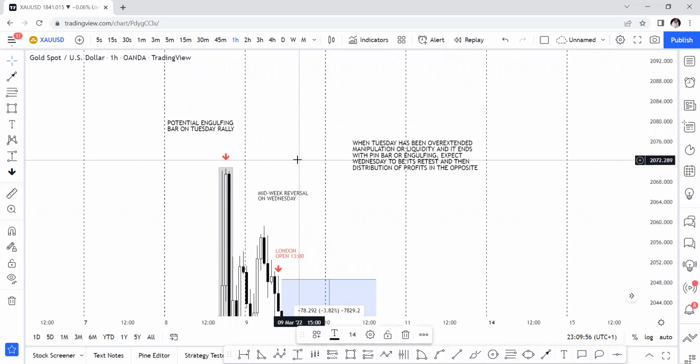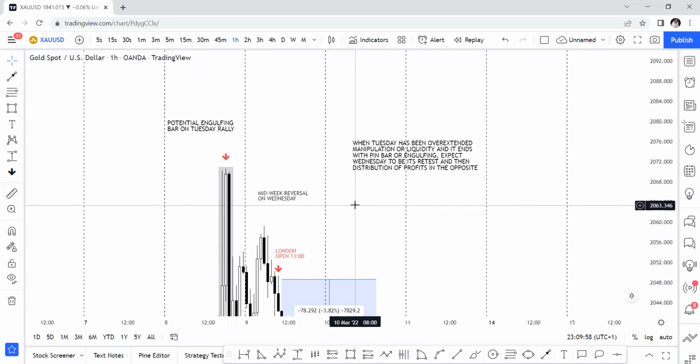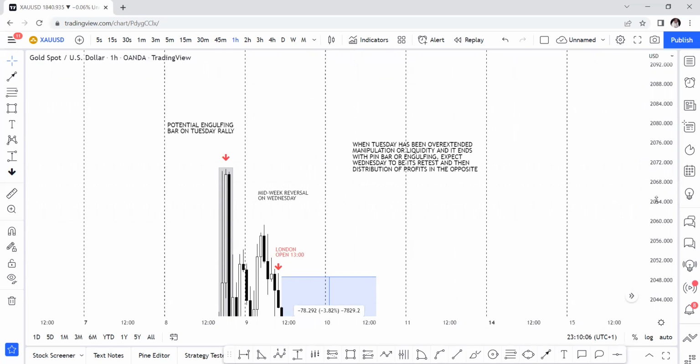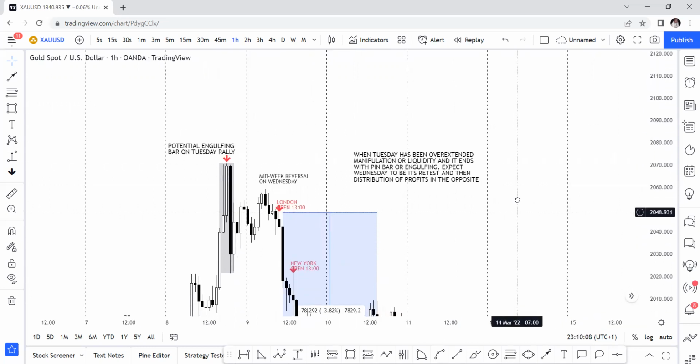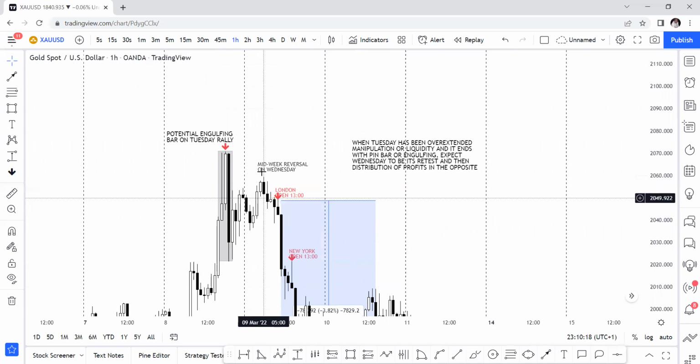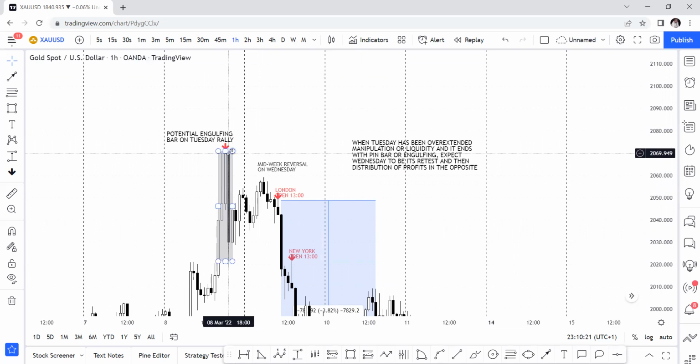I put up a note here so you can read through it. Yeah, so whenever you have an overextended rally that's far extended, that's a big manipulation. And if it ends with an engulfing pattern or a shooting star, you expect a retest of this pattern, almost about half body of this.